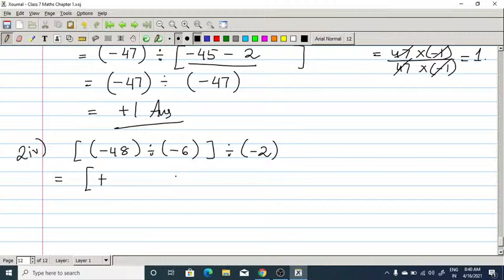So minus 48 divided by minus 6. The answer will be positive since both the numbers are negative, and 48 divided by 6 is 8. Then 8 divided by minus 2. Now this is a division where one is positive, one is negative. I'll write it here. One is positive, one is negative, so the answer is negative, and 8 divided by 2 is 4. So your answer is minus 4.